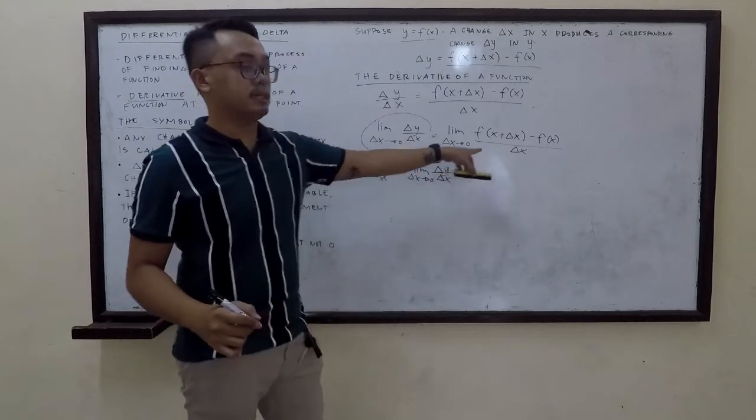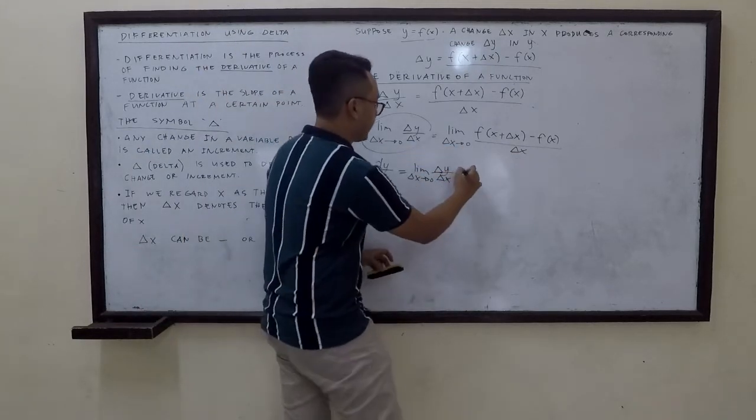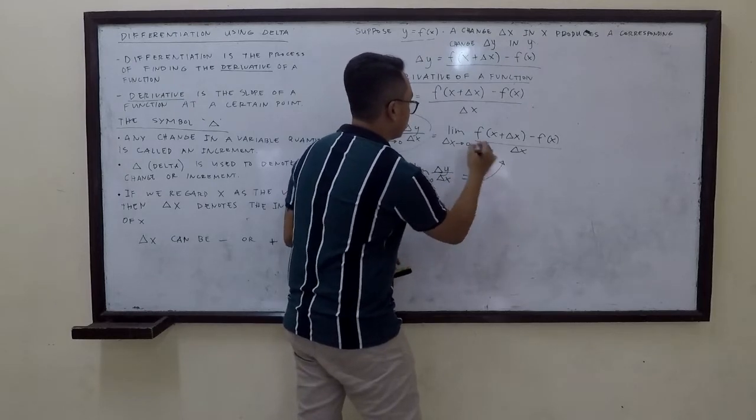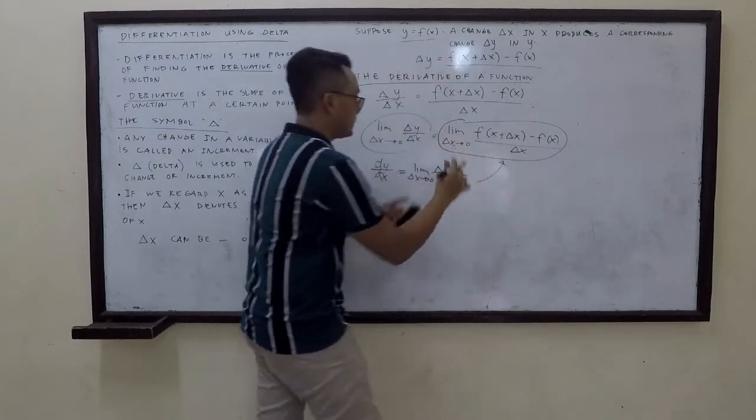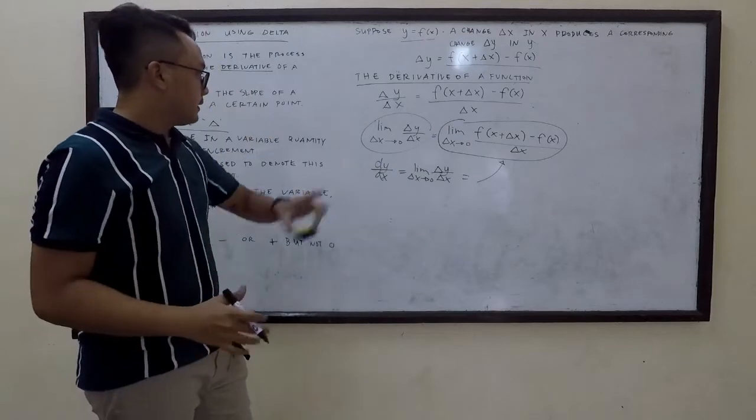Then this, of course, is just this one. So dy over dx is equal to... Okay, so this is just to visualize.